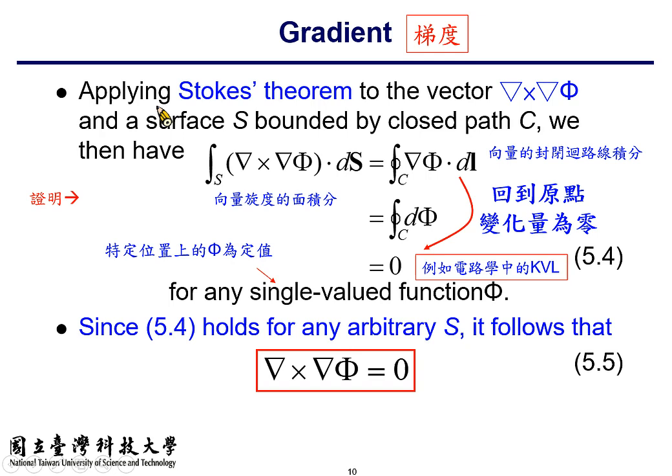so-called Stokes' theorem to the curl of the gradient of phi, okay? Along a closed path C encircling a surface region S. Okay, so we do the closed loop integral of the gradient of phi along a specific path C.